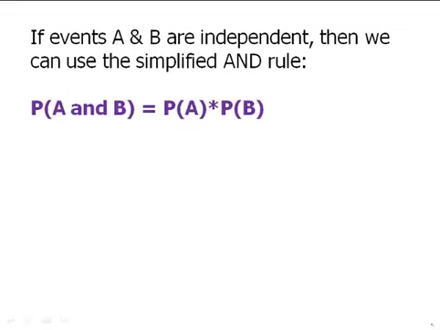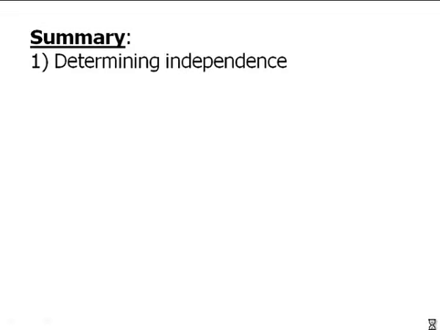So if A and B are independent, and this includes selections with replacement, if A and B are independent events, then we can use the very simplified AND rule. AND simply means multiply. So the probability of A and B equals the probability of A times the probability of B. This is the very simple rule.